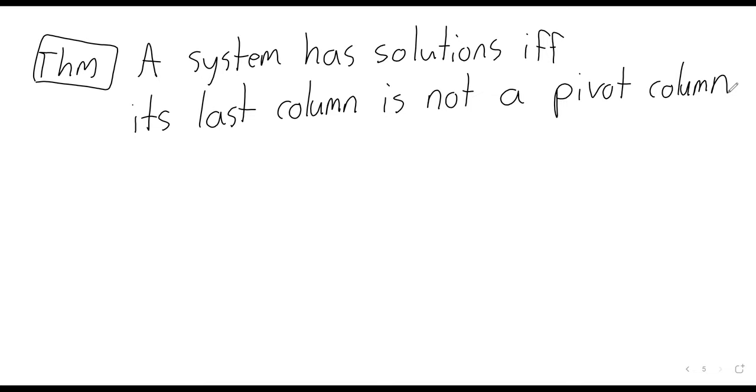We are going to use this definition of pivot positions and pivot columns to investigate the next question. We've said already, remember, a system can have zero or one or infinitely many solutions. And we've looked at what happens when there are zero solutions, and we've looked at a case where there's one solution. What's it look like when there are infinitely many solutions?